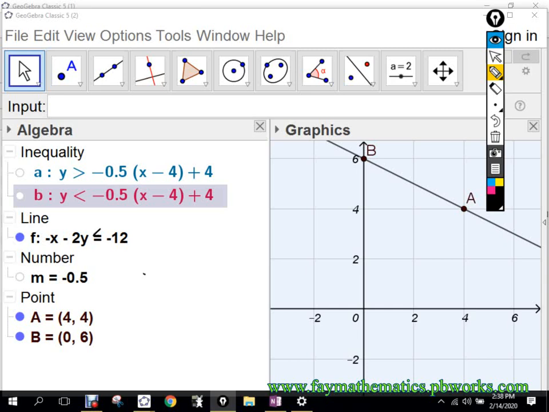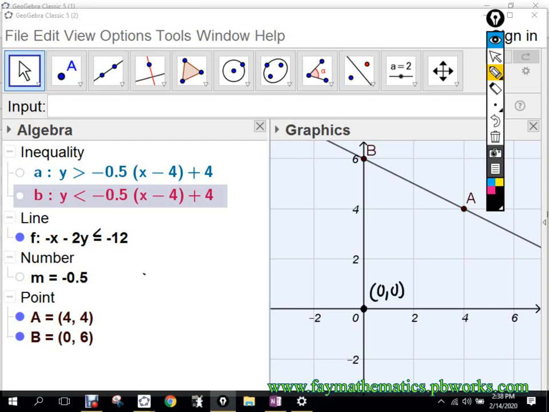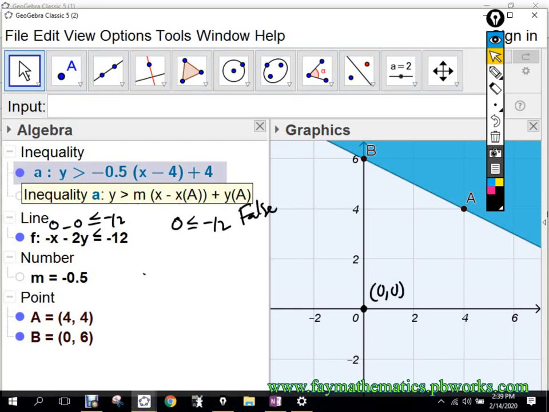But an alternative to determine where to shade was to just choose a point. Choose a nice point. 0, 0 is a nice point, and I'm going to substitute that. If I substitute in here, x is 0, y is 0, so it gives me 0 minus 0 is less than or equal to negative 12. Would you argue that 0 is less than negative 12? No. So this is a false statement. So what it means is that you were not going to shade where 0, 0 was, and you would actually shade above the line. Does that make sense?